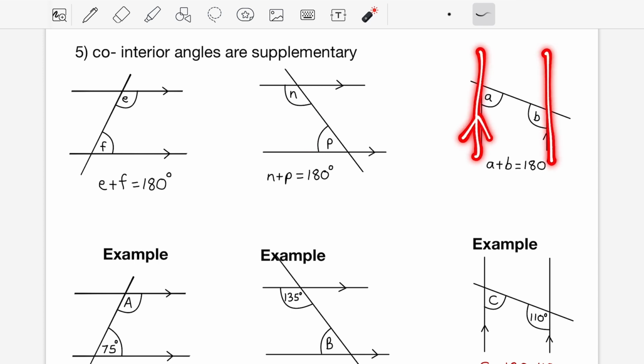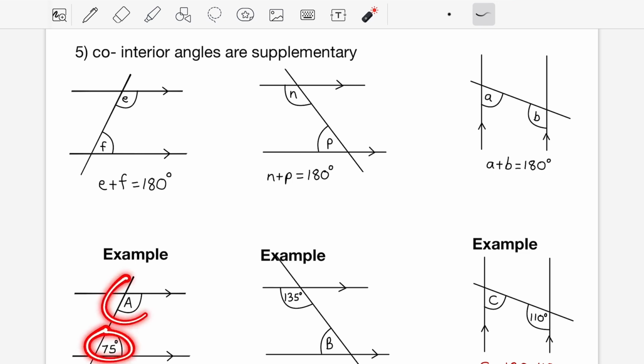Likewise, we have two parallel lines. These two angles A and B will be equal to 180. So 75 plus A is 180. So we can take 75 from 180 and we'll get A, 105 degrees. B plus 135 is 180. So 180 take away 135 is 45 degrees. And C, 180 take away 110 will give you 70 degrees.